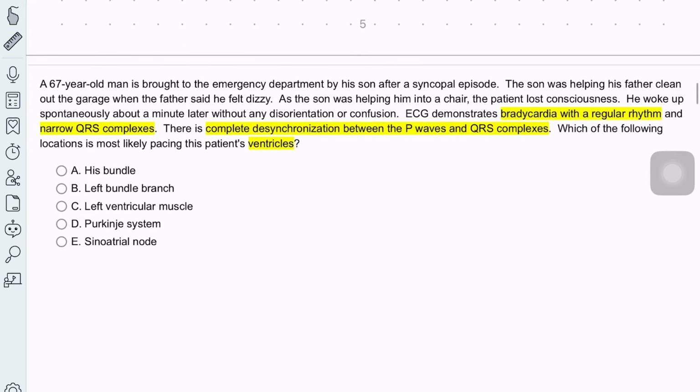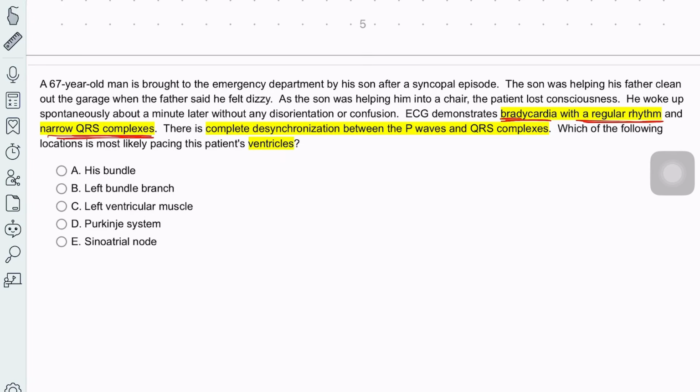Next question. A 67-year-old man is brought to the emergency department by his son after a syncopal episode. The son was helping his father clean out the garage when the father said he felt dizzy. As the son was helping him into the chair, the patient lost consciousness. He woke up spontaneously about a minute later without any disorientation or confusion. ECG demonstrates bradycardia with a regular rhythm and narrow QRS complexes.